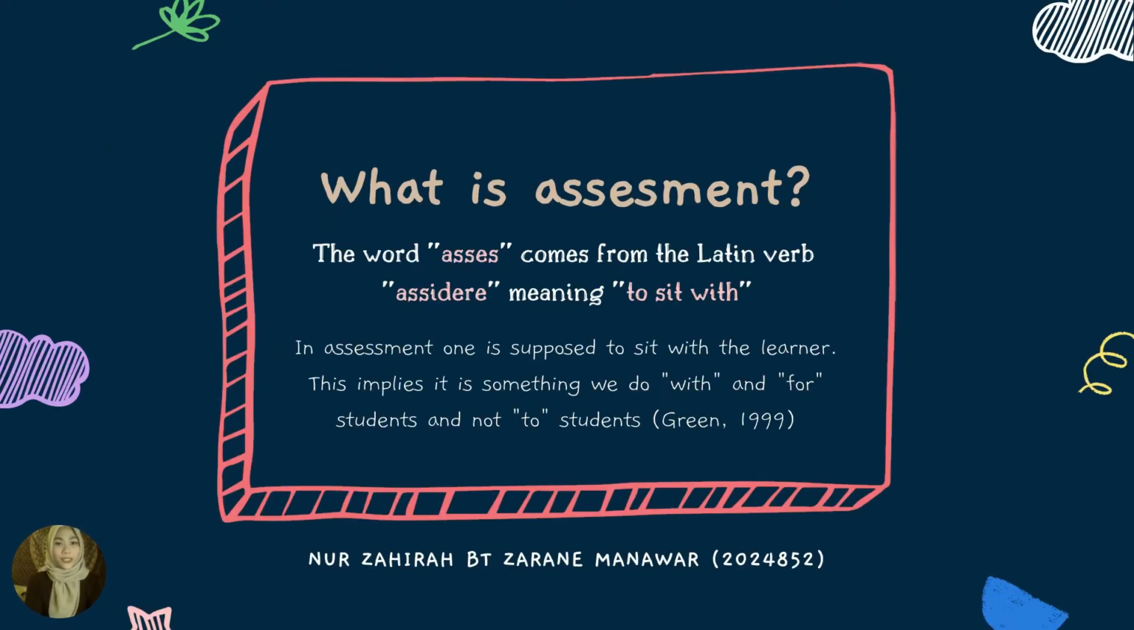Okay, so let's begin. So what is basically assessment? The word assess comes from the Latin verb assidere. The meaning of assidere is to sit with. So in assessment, according to Green 1999, one is supposed to sit with the learner. So this implies it is something we do with and for students and not to students.